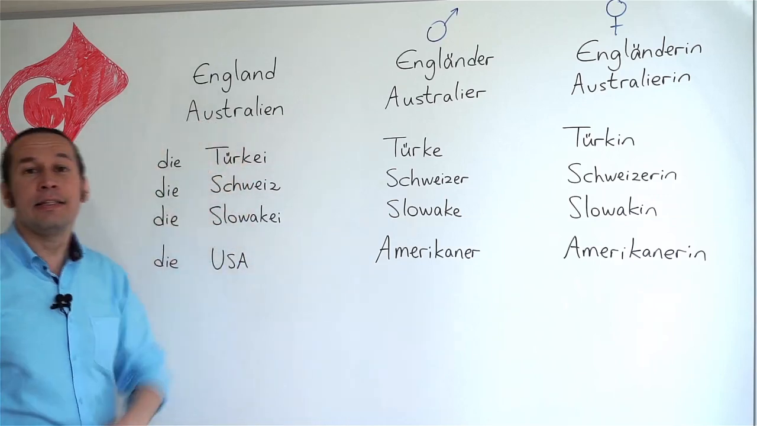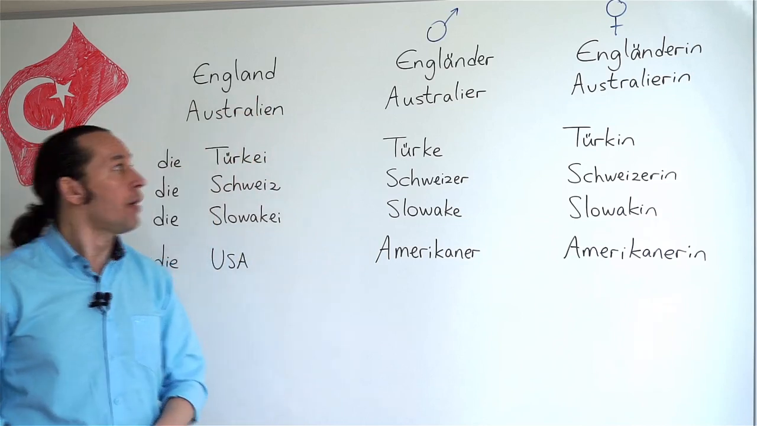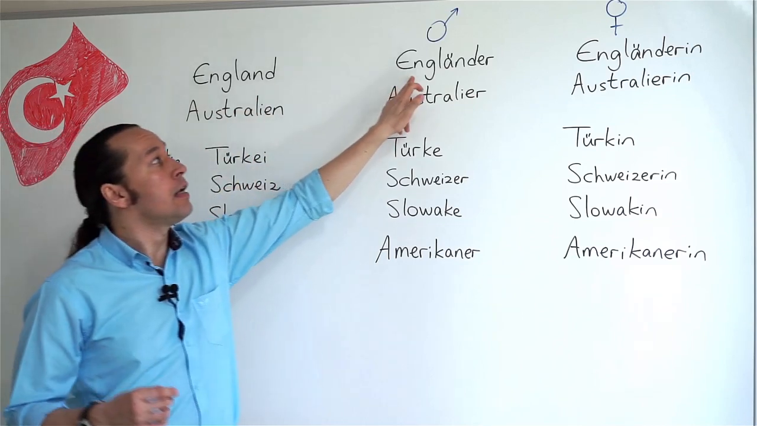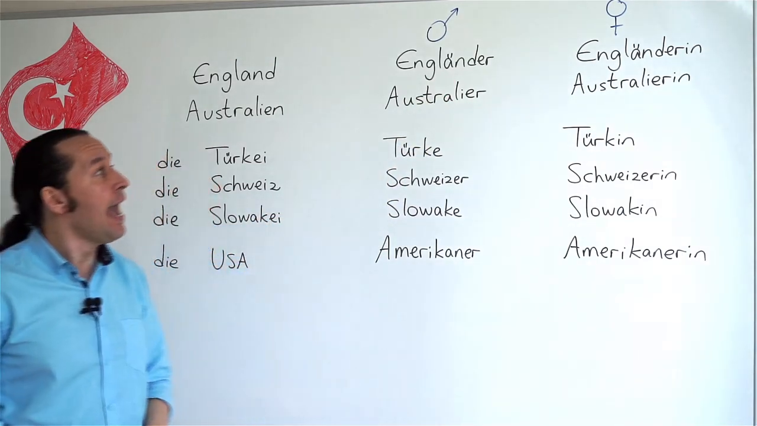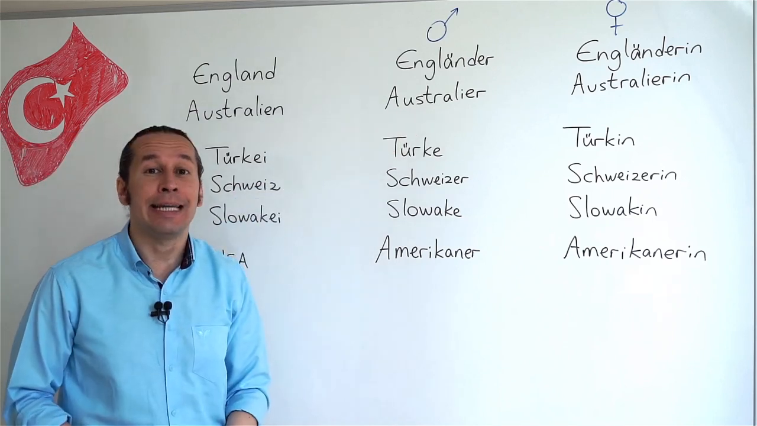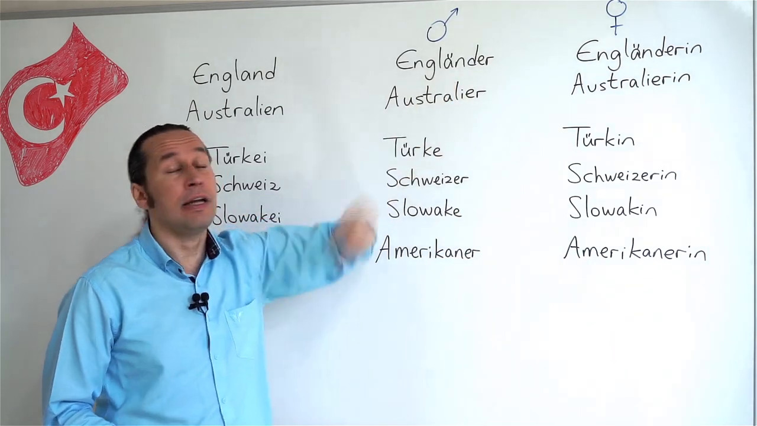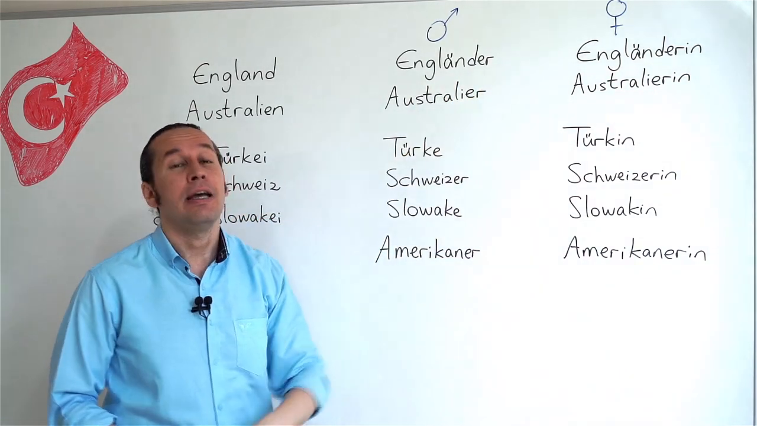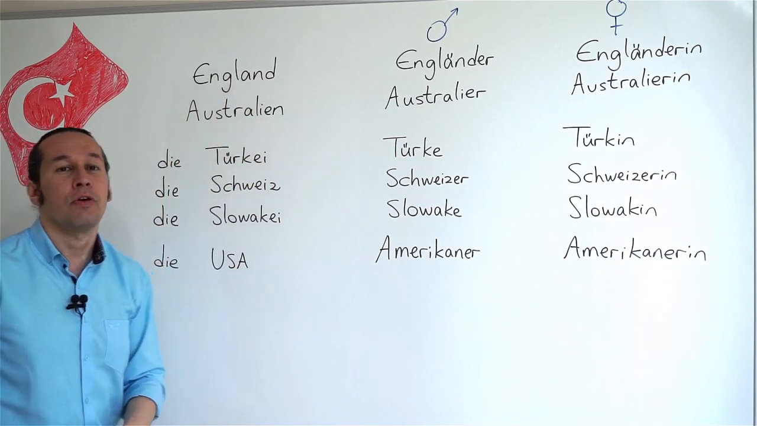If I say England, I'll say England. Okay? If it's an English person, a male, I'll say Engländer. If it's a female, I'll say Engländerin. So, a male would be Engländer, a female, Engländerin, and the country, England.